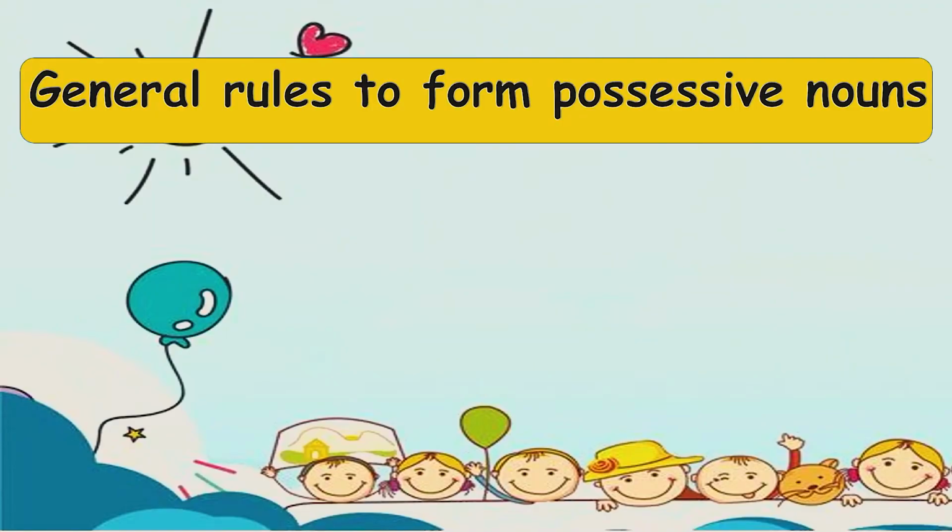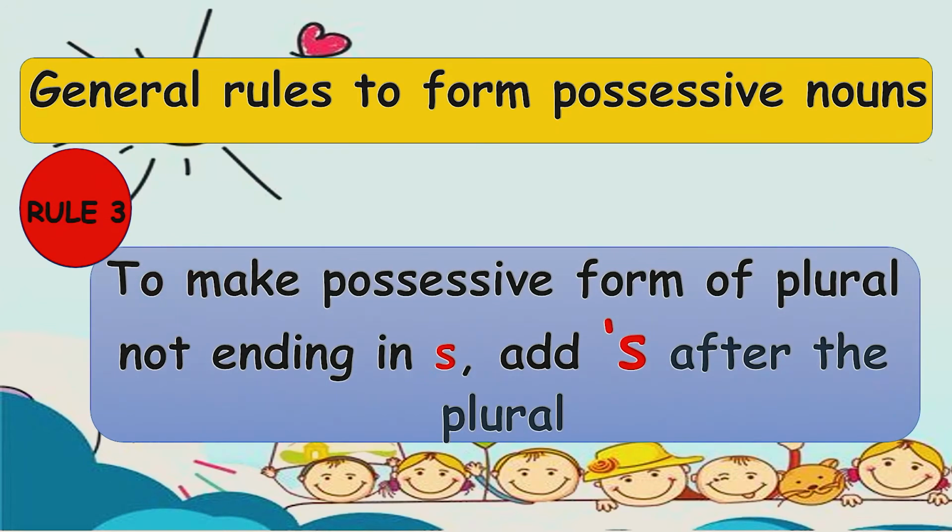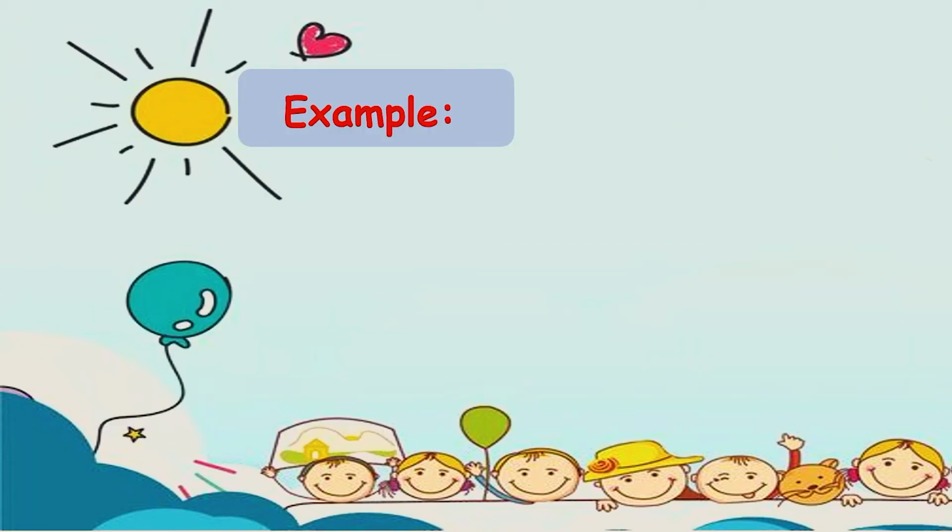Now let's move to rule number 3. Rule number 3 says to make the possessive form of a plural not ending in s, add apostrophe s after the plural. Let's have a look.